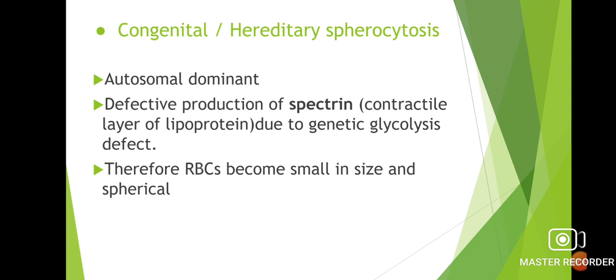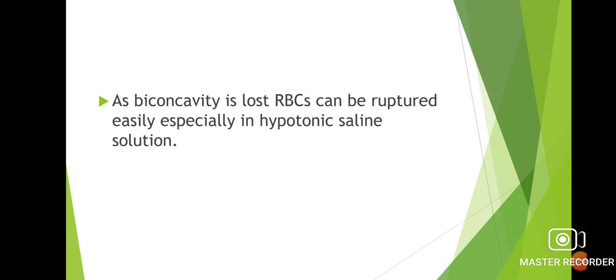Congenital or hereditary spherocytosis is an autosomal dominant condition. There is defective production of spectrin, which is a contractile layer of lipoprotein, and the defect is due to a genetic glycolysis defect. So the RBCs become small in size and spherical in shape. So the biconcavity of the RBC is lost, so it can be ruptured easily, especially in hypotonic saline solution.